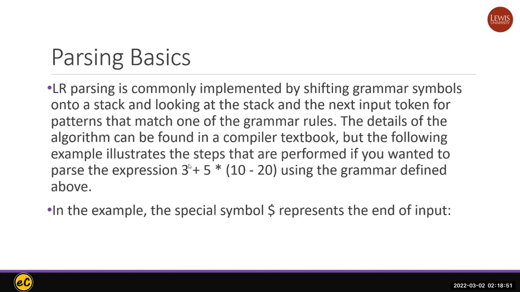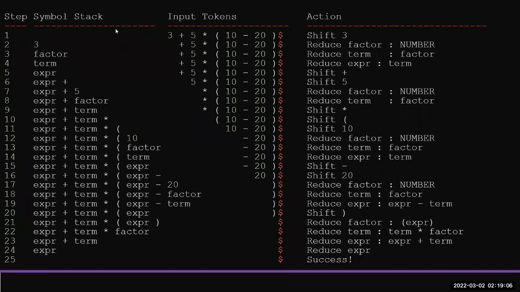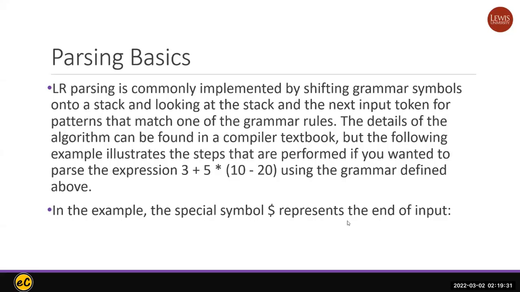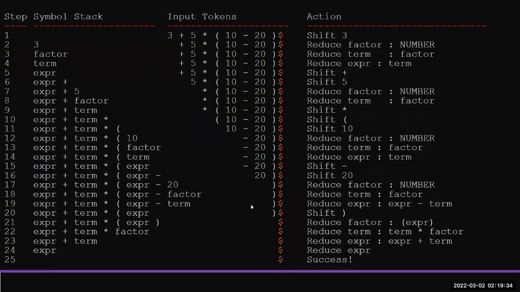But the following example illustrates the steps that are performed if you wanted to parse this expression, okay? And the symbol representing the end of the input, okay? The dollar sign is the termination of the state, okay? So right here, we start to have the input tokens like this, okay? We insert a dollar sign at the end. So the right-hand side is the action that we take. So you push the 3 into there, okay, and it will be matched by the factor rule. So this one is a shift reduce using the LR table. Okay, we talked about it before. So it goes through this. And this whole thing actually is the output of the parsing. Okay, output of parsing will give you this.